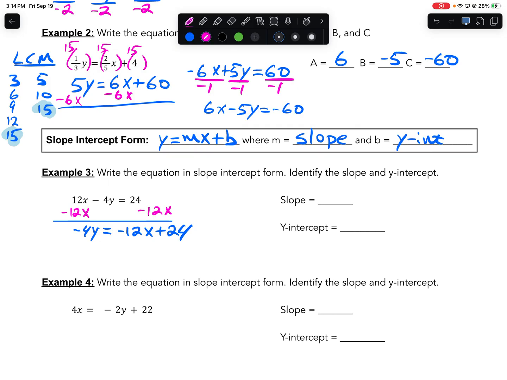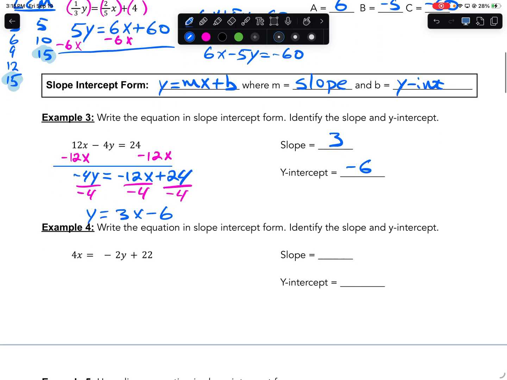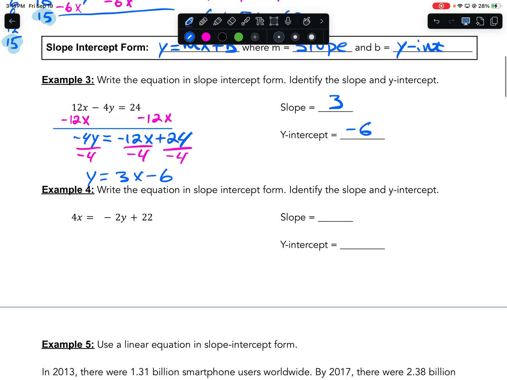What's the last step there, Tanner? You're going to divide by negative 4. We have to have positive y, so that's why we have to get rid of the negative as well. When I do that, I get y equals 3x minus 6. What is the slope? 3. Yep. What's the y-intercept? Good job. Okay, easy peasy. Don't write the x. That's the only thing you mess up. The slope is just the number in front of the x.